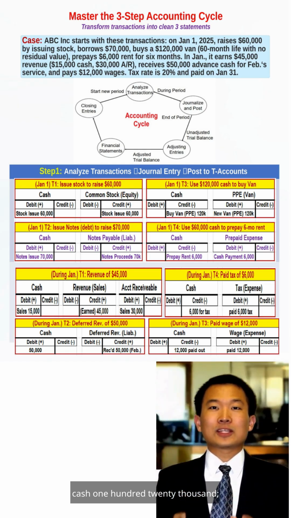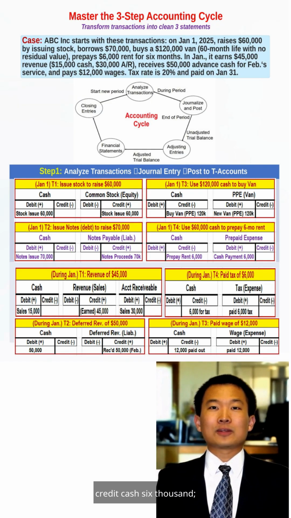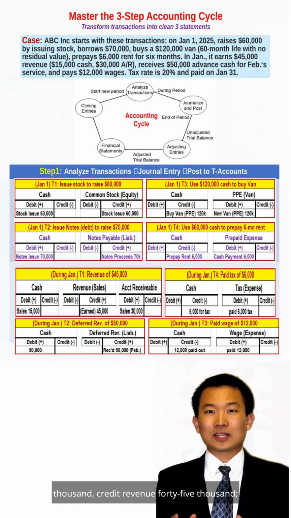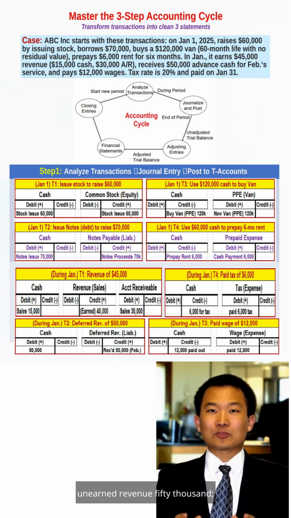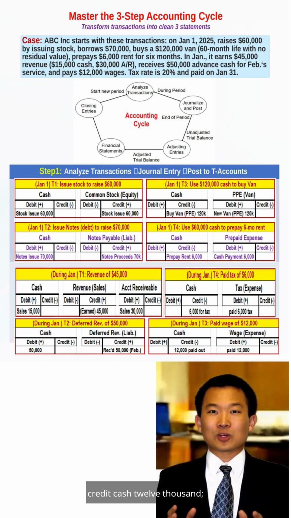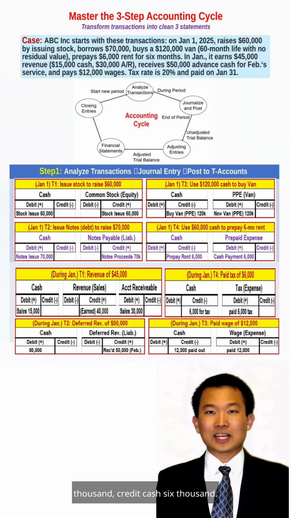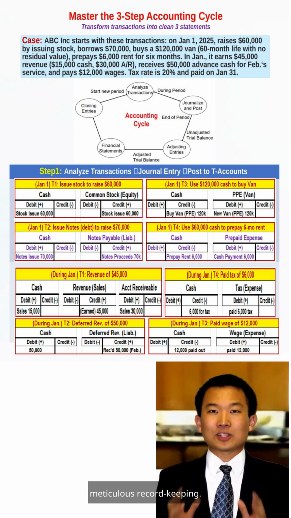cash $120,000, debit prepaid rent $6,000, credit cash $6,000, debit cash $15,000, debit accounts receivable $30,000, credit revenue $45,000, debit cash $50,000, credit unearned revenue $50,000, debit wage expense $12,000, credit cash $12,000, debit income tax expense $6,000, credit cash $6,000. Accounting begins with precise and meticulous record keeping.